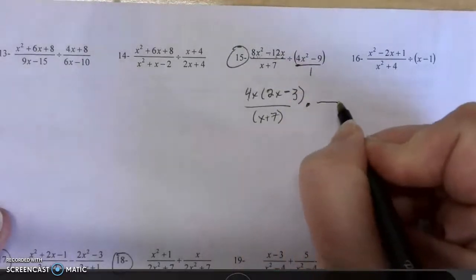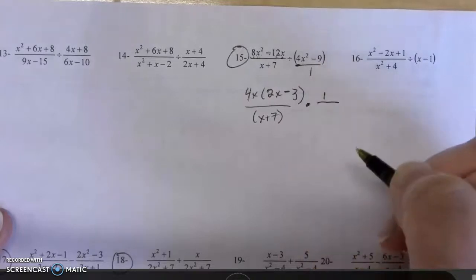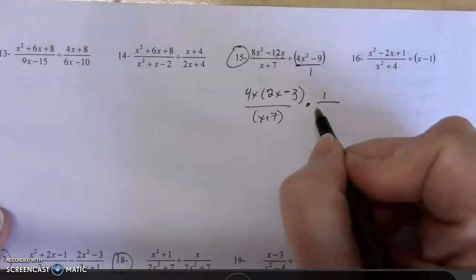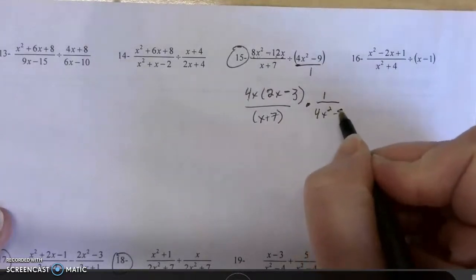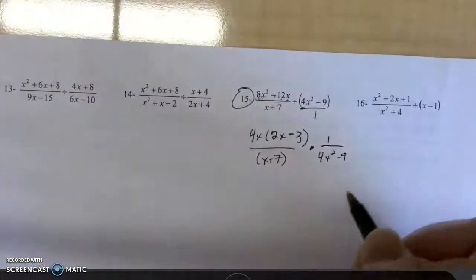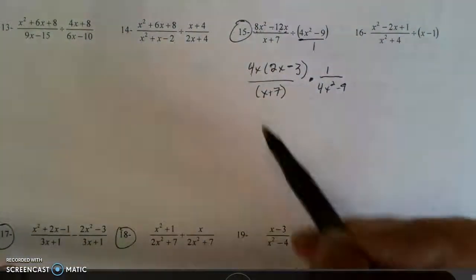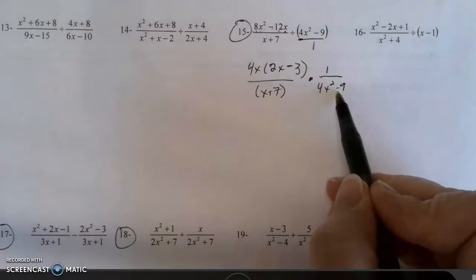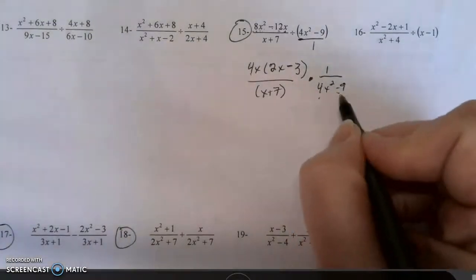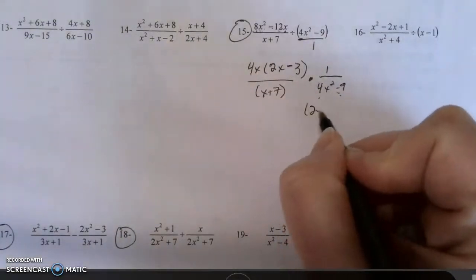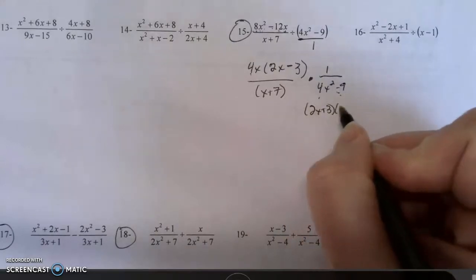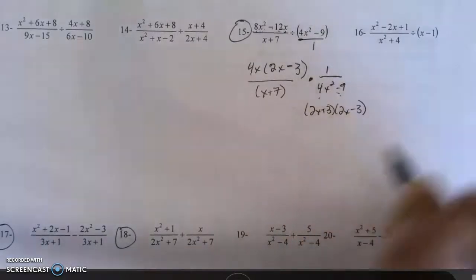Times, and I'm going to flip. So I've got a 1 in my numerator, and I've got 4x squared minus 9 in my denominator. Now this 4x squared minus 9, it factors. This is a difference of squares. So I have 2x plus 3, 2x minus 3.